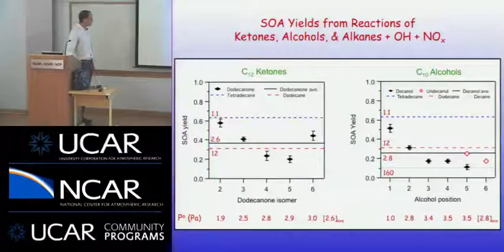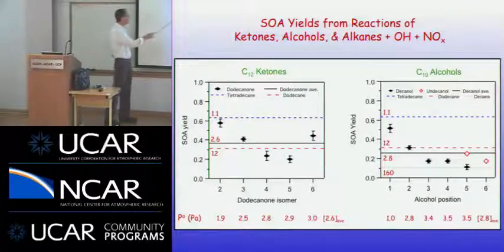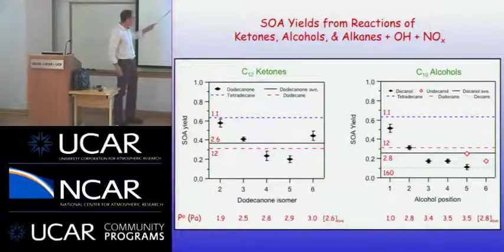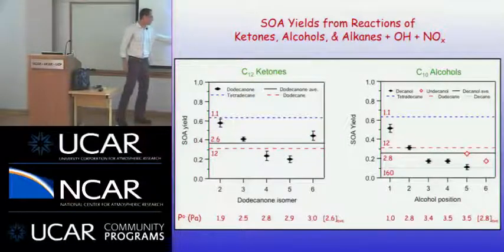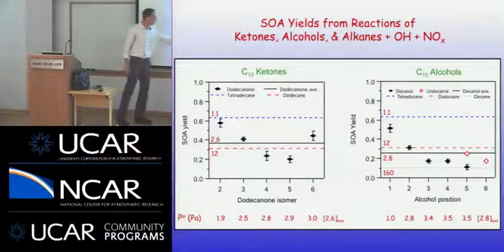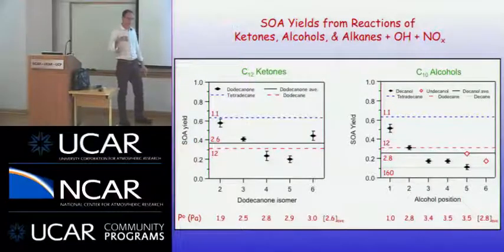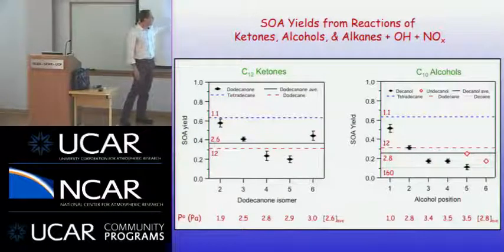But then, if we look at how much aerosol is formed, we see that it depends dramatically on the position of that carbonyl group. This is kind of a busy slide, but what's plotted here is the aerosol yield versus the position of that carbonyl group on the molecule. This is closest to the end, and that's towards the middle. And then there are 3 lines across here. The blue line is the aerosol yield for tetradecane, the C14 alkane, and these serve as references. The red one is for dodecane, essentially just the carbon backbone without any carbonyl group added to it.